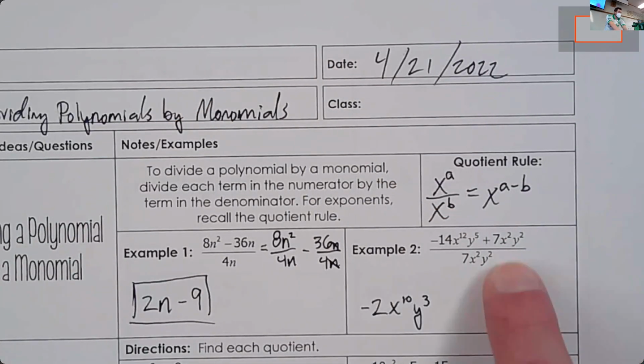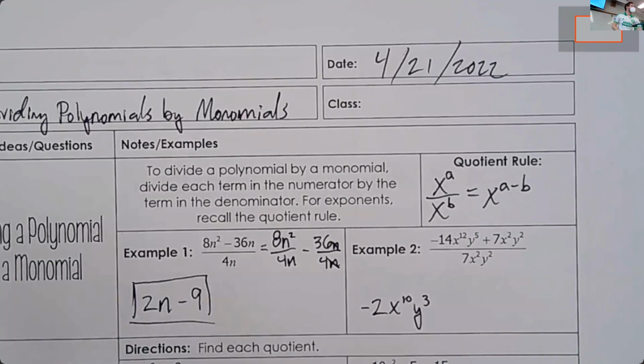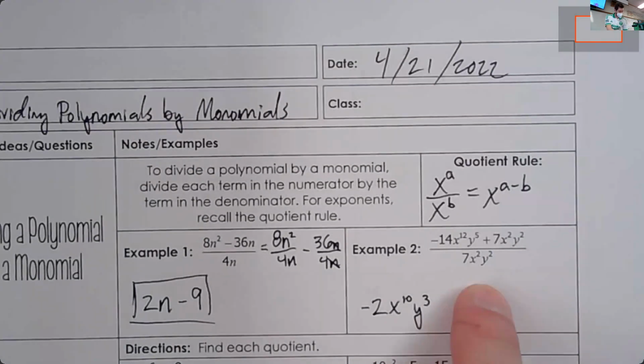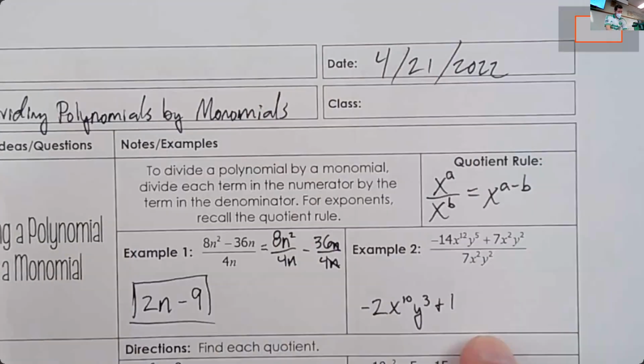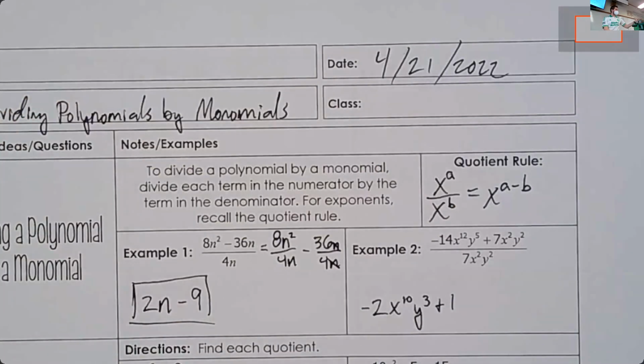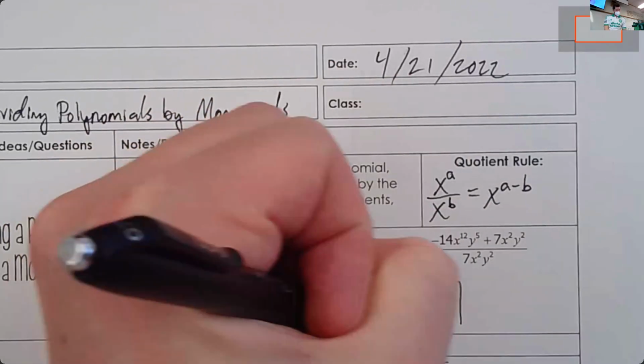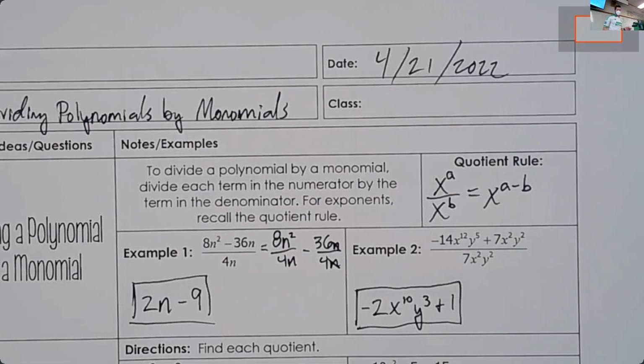And then what happens with the second term in the numerator divided by the denominator? Yeah, it turns into 1. Why is that, Killian? The exponents cancel out, and 7 divided by 7 is 1. Exactly. So 7 divided by 7 is 1, so plus 1. And then the exponents are all the same, so they subtract out altogether, which means they cancel out. So our answer for example 2 here is negative 2x to the 10th, y to the 3rd, plus 1. All right.